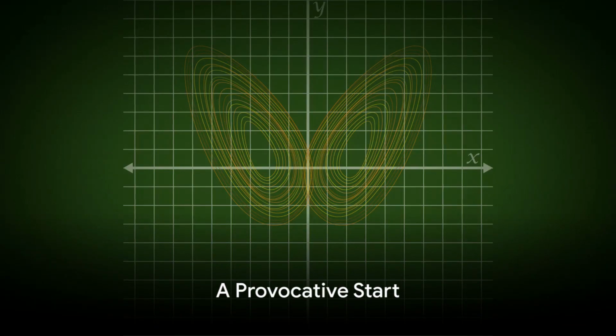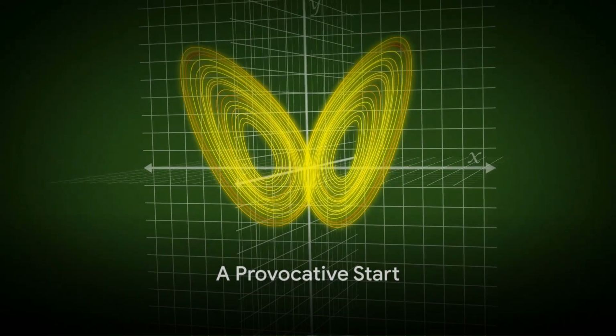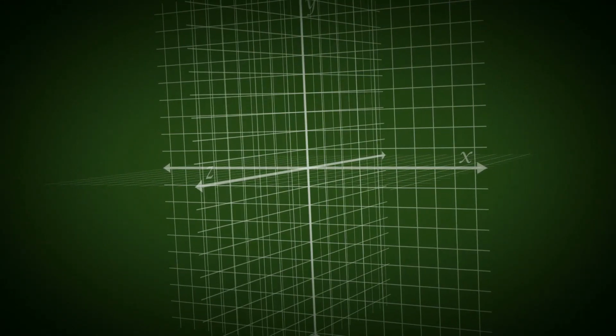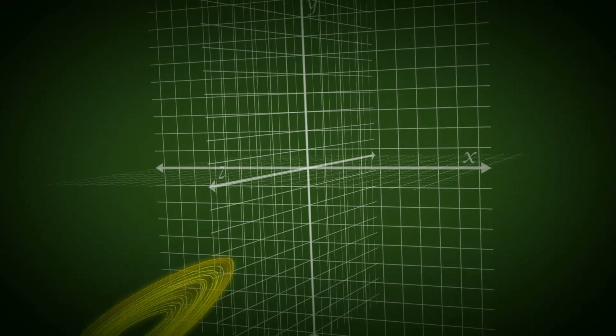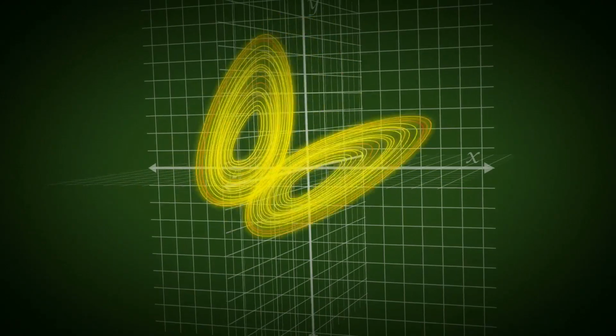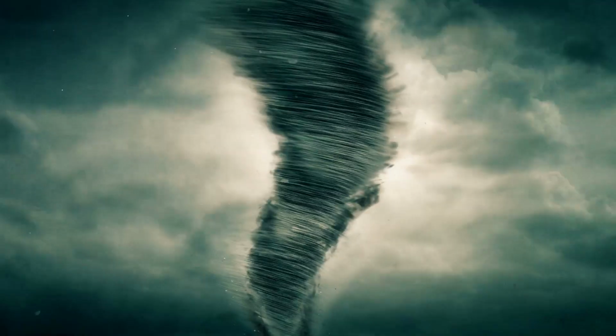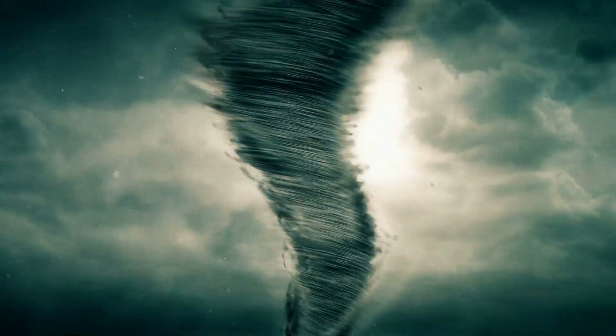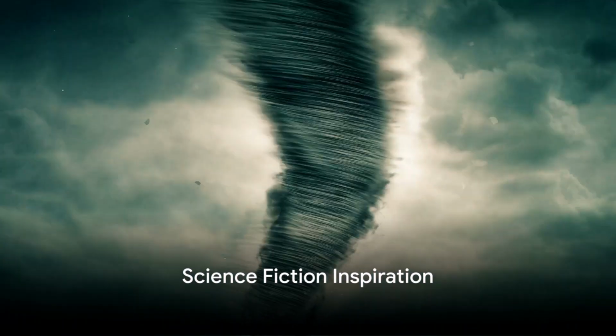Have you ever wondered if a butterfly flapping its wings in Brazil could cause a tornado in Texas? Picture this. One small, seemingly insignificant action setting off a chain of events that lead to a massive, earth-shaking consequence. A flutter of wings causing a whirlwind of chaos thousands of miles away. Sounds like a plot from a science fiction novel, doesn't it?